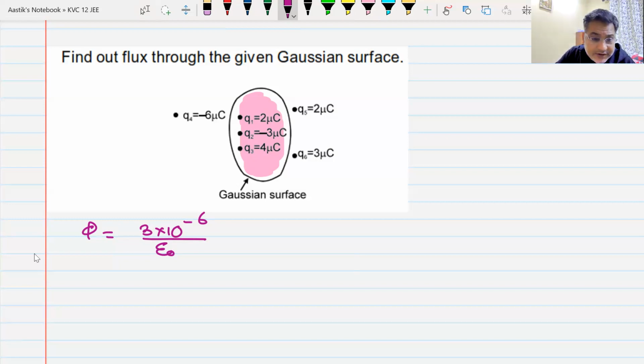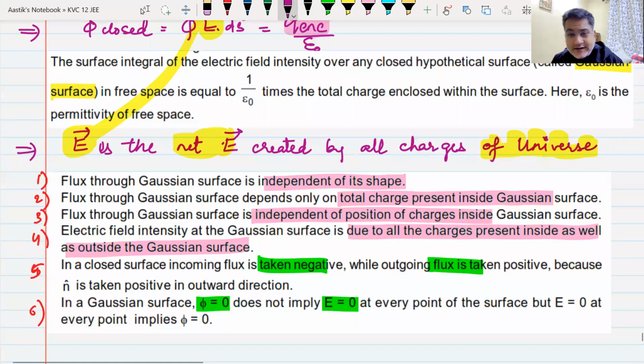Now, as I told you, point number 6: if you see that the flux through any Gaussian surface is 0, that does not mean that the electric field is 0. This may come as an objective question. If the flux through any Gaussian surface is 0, does that mean the electric field is 0? No. The electric field may still be there. The only thing is there is no net charge inside that Gaussian surface. The flux is 0, but that does not imply that the electric field is 0.